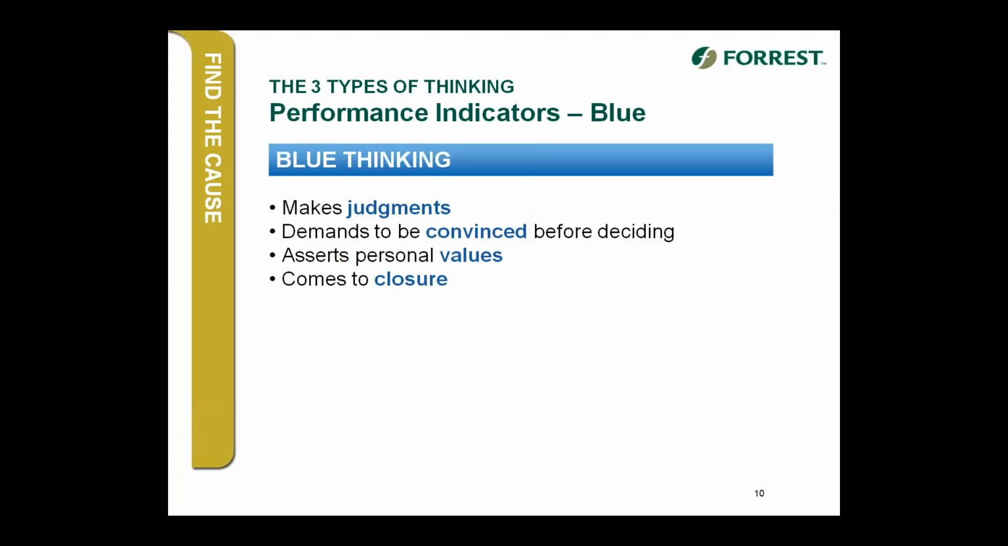And then finally, the blue thinking, which is the one that gets us closer to actually getting things done. It's about making judgments. It's about comparing things side by side. It's about needing to be convinced of something. And also on the softer side of blue thinking, it's about the assertion of personal values, or it could be corporate values or team values, and also about the commitment to coming to closure and getting things done.